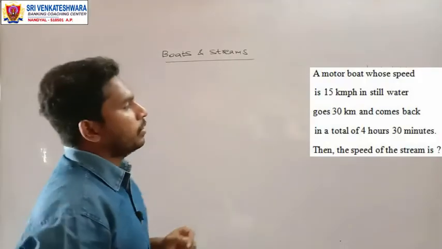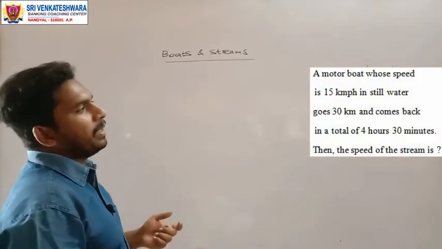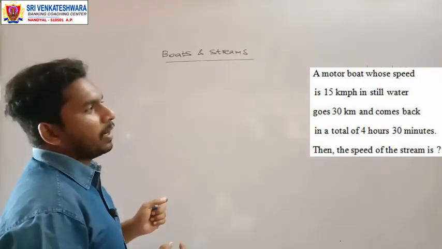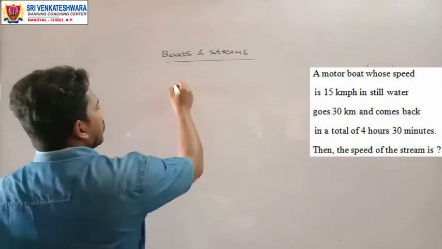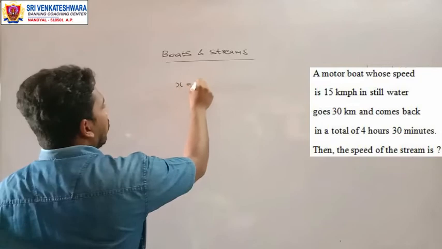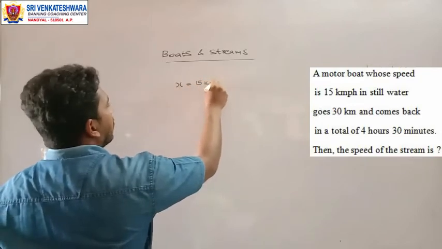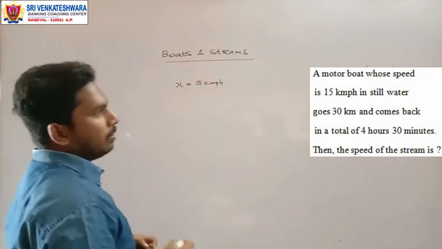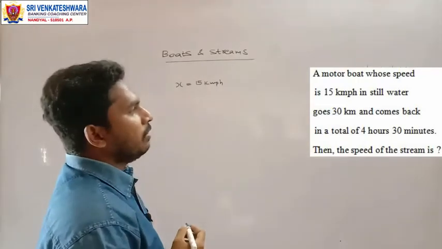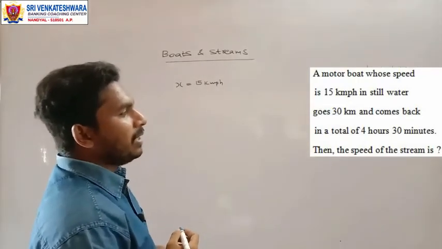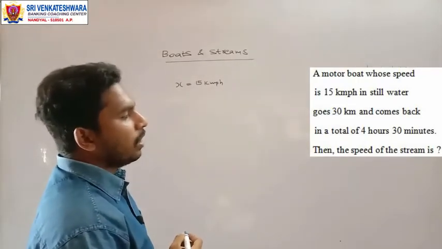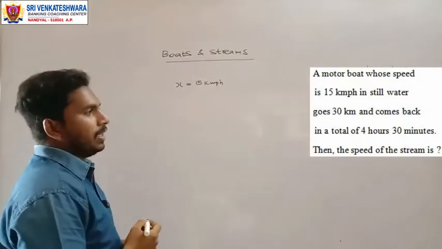So let us solve the next question. A motor boat whose speed is 15 km per hour in still water. Okay, so the speed of a boat in still water is taken as x, that is 15 km per hour, as per the question. In still water goes 30 kilometers and comes back in a total of 4 hours 30 minutes.